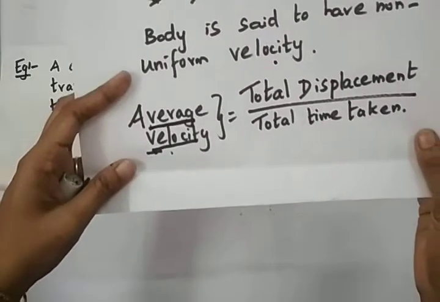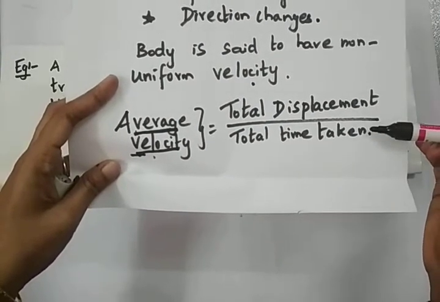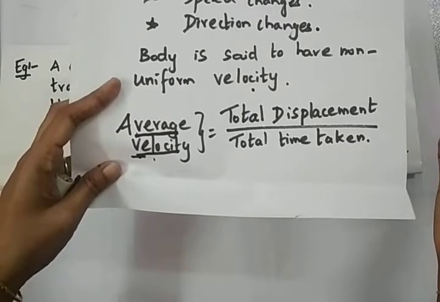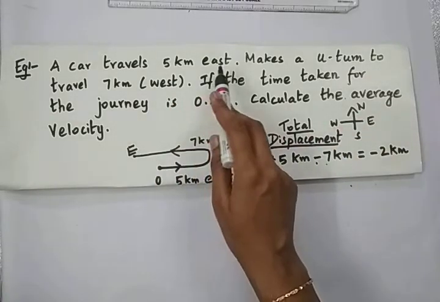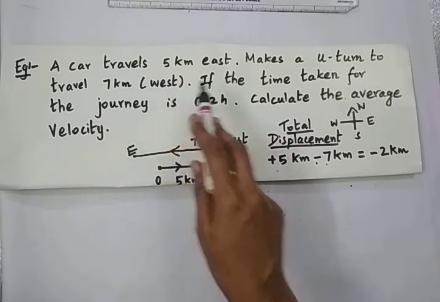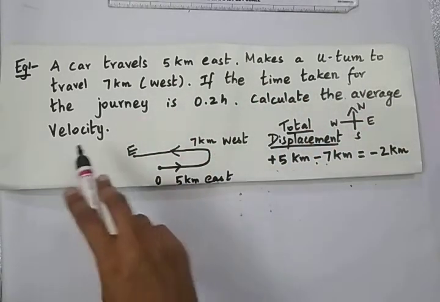Since we know that the average velocity is calculated with the formula total displacement by total time taken, if the body does not have a uniform velocity, we will discuss another problem. A car travels 5 km east, makes a U-turn to travel 7 km west. If the time taken for the journey is 0.2 hours, calculate the average velocity.